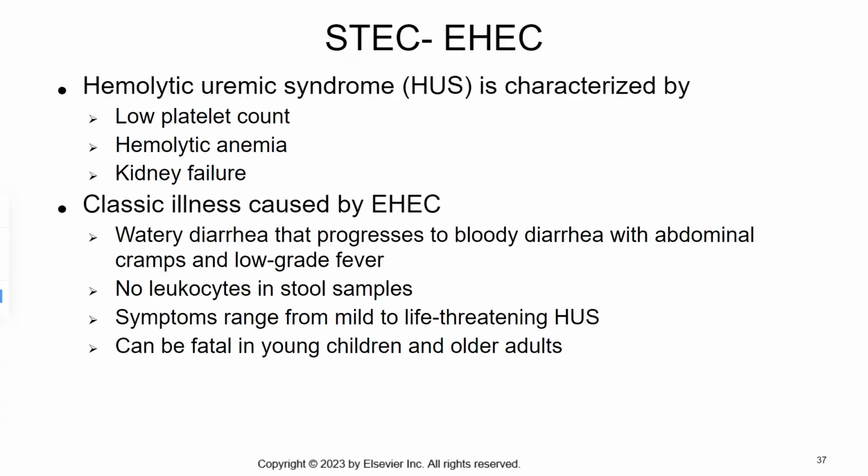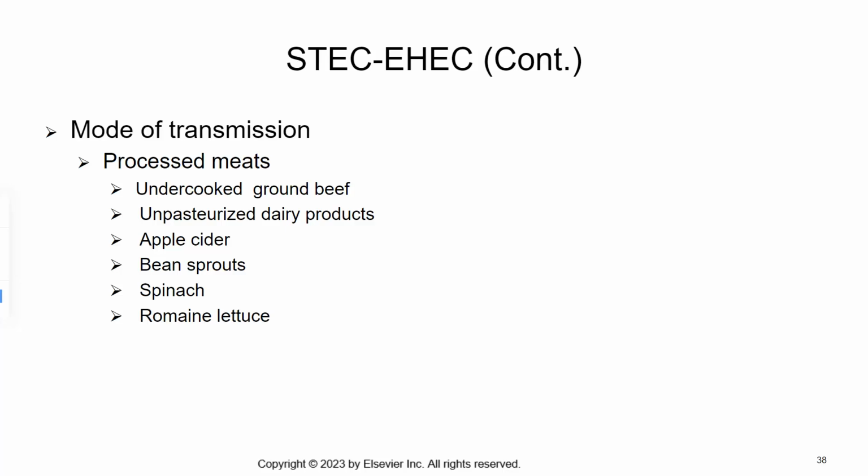Hemolytic uremic syndrome is characterized by low platelet count, hemolytic anemia, and kidney failure. Classic illness caused by EHEC: watery diarrhea that progresses to bloody diarrhea with abdominal cramps and low-grade fever. No leukocytes are in stool samples. Symptoms range from mild to life-threatening hemolytic uremic syndrome. It can be fatal in young children and older adults. Mode of transmission: primarily processed meats, undercooked ground beef, unpasteurized dairy products, apple cider, bean sprouts, spinach, romaine lettuce.